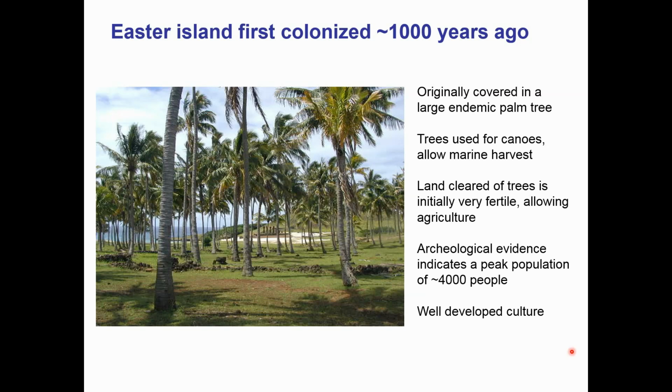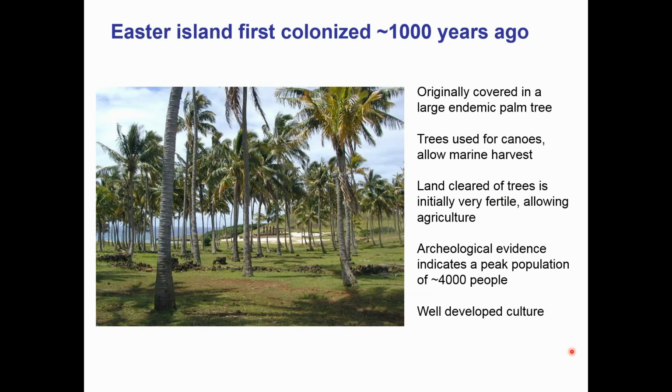Also, the islanders found that when the land was cleared of trees, it's initially very fertile. So when you first clear the land and take the trees away, the topsoil that's built up over thousands and thousands of years on the island was very fertile, and they had a very strong agricultural culture. So these people were living very well for a long time. They had access to the ocean and these giant canoes they could use to go and catch fish. They also had land that initially was very fertile, so very strong agriculture.